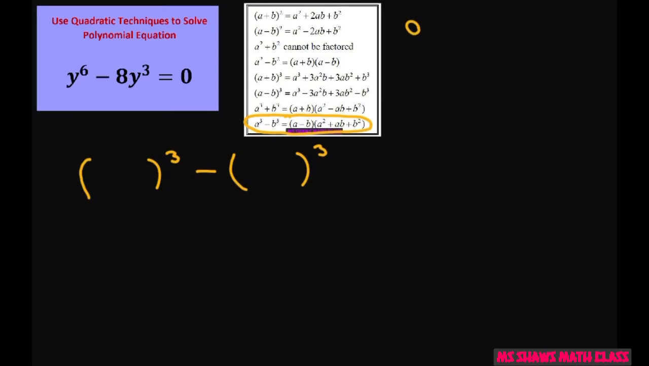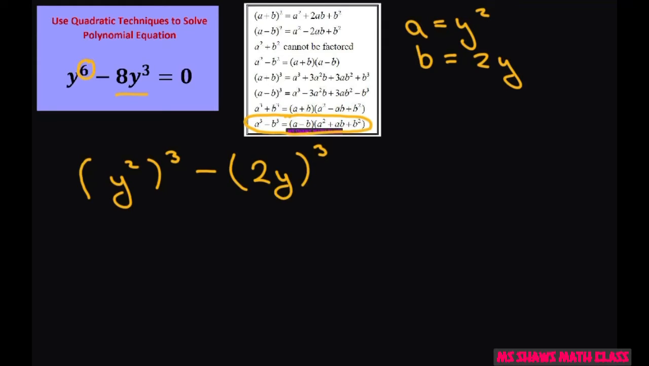So my a, I need a 6 here, so this is going to be y squared. And I need an 8y here, so this is going to be 2y, because 2y cubed will give me this back. 2 cubed is 8. So I have my a equals y squared, and my b equals 2y.